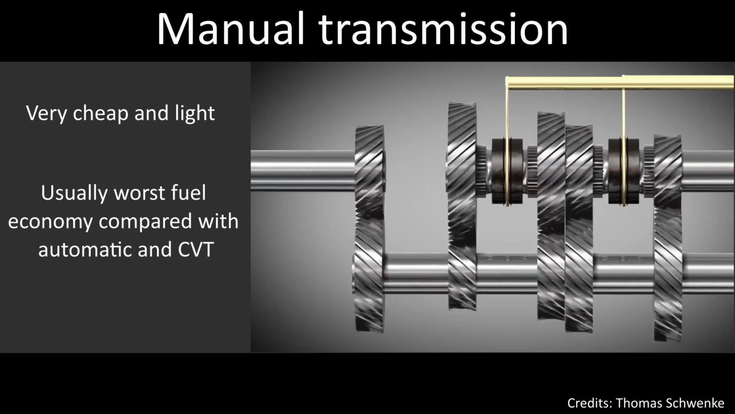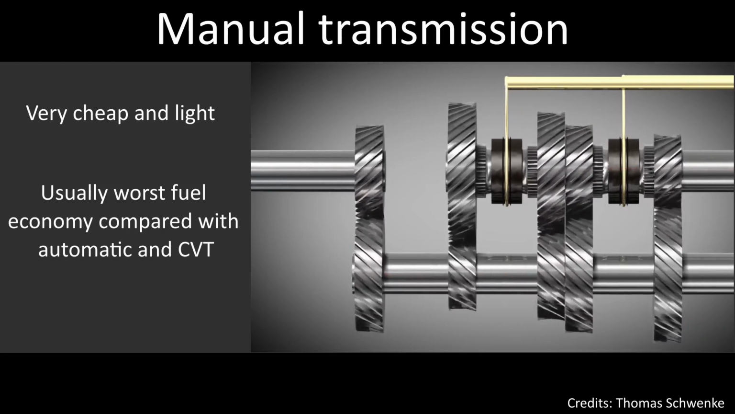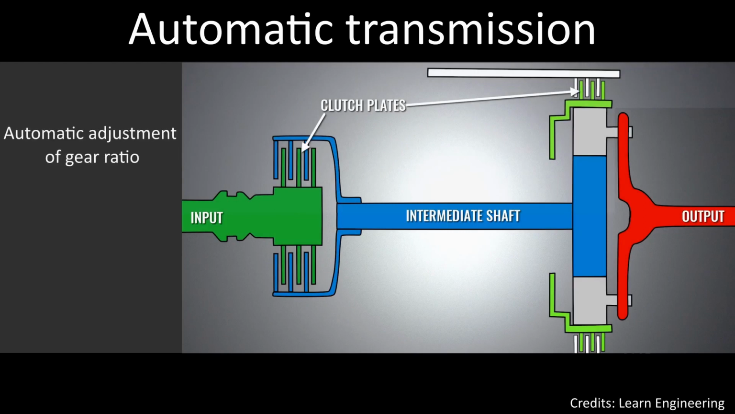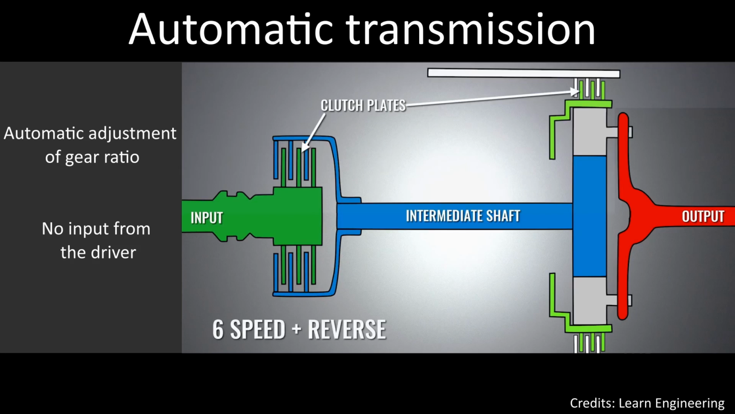Now let's analyze how an automatic transmission works. The basic difference is that it automatically changes the gear ratio as the vehicle moves, as the name suggests. This means that the driver neither has to press the clutch pedal nor change gear by hand. As you can see, it's composed of an input, an intermediate shaft and the output. In this case, it's a 6-speed automatic gearbox, meaning that it has 6 gears plus the reverse.